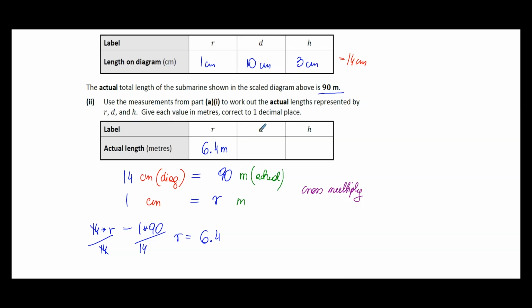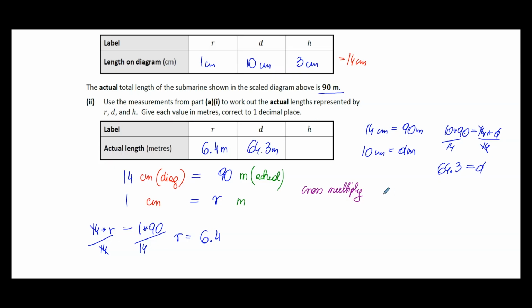Exactly the same idea with D. Here again, 14 centimeters in the diagram is 90 meters actually. And D in centimeters is 10, while we are looking for it in actual meters. So again, we multiply across: 10 by 90 equals 14 by D. As you can see, it doesn't matter how we do our cross multiplication. To find the value of D, I divide both sides by 14, put that in my calculator, and get 64.3 to one decimal place.